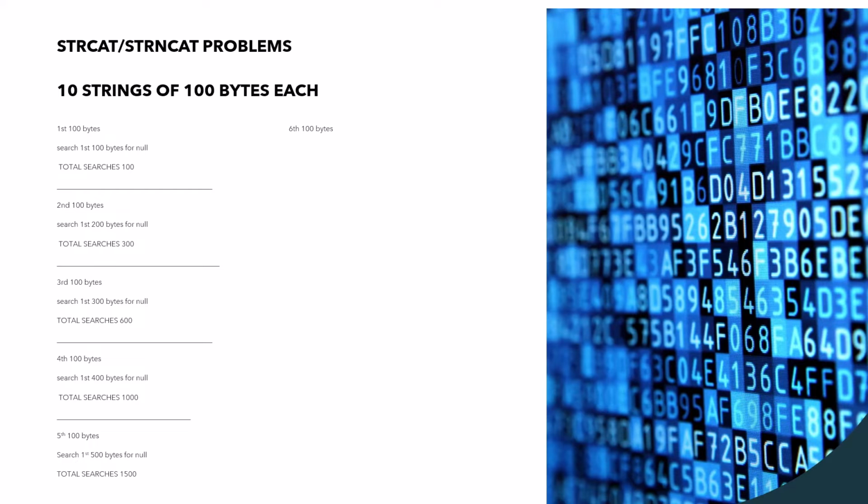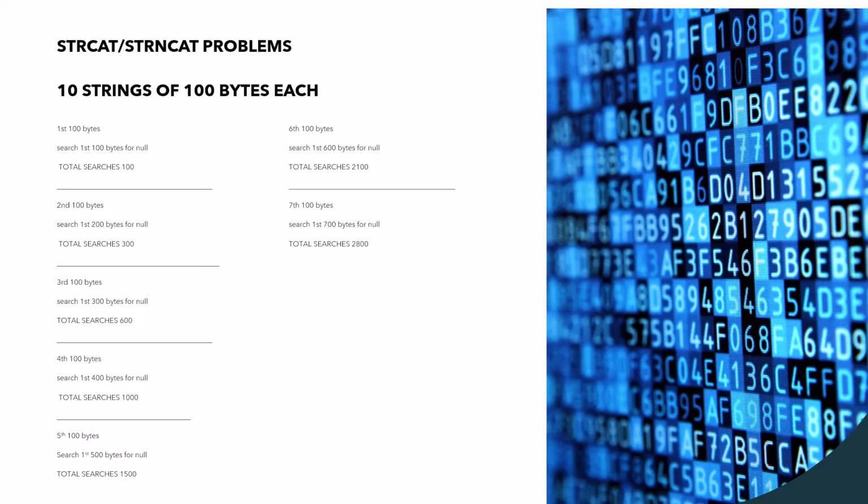Moving on to the sixth 100 bytes. Now we need to look through the first 600 bytes for the null character. Add those together, 600 plus 1500. Total number of searches is now 2100. Right, moving on to the 700 bytes, we'll have to search through the first 700 bytes for the null character. Add that 700 to 2100, we are left with the total number of searches of 2800.